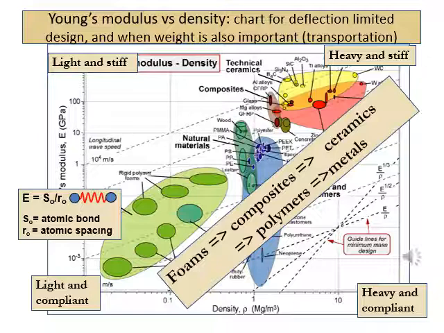Hence, we would know the rank of material families in terms of lightweight will be foams, followed by composites, then ceramics, polymers, and lastly metals. Also, the Young's modulus is related to the atomic bond, S0, and r0, which is the atomic spacing. If the atomic bond is strong, it will contribute to stiffness. The atomic spacing contributes to the density.